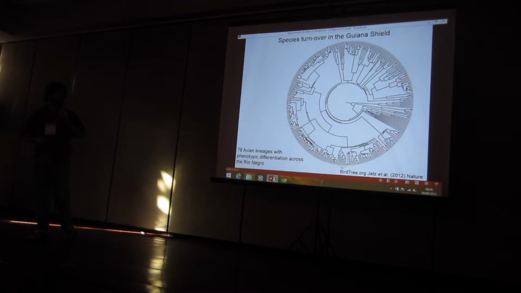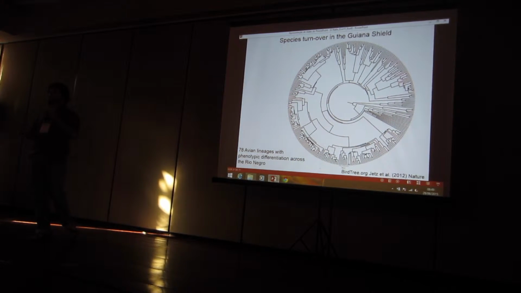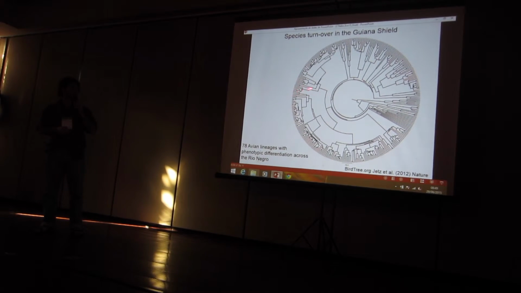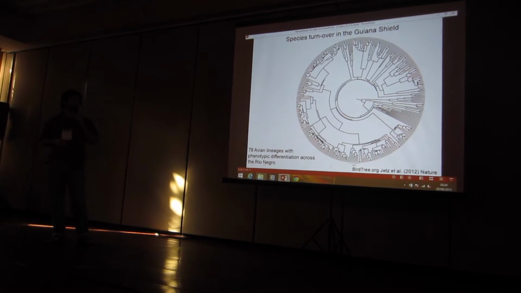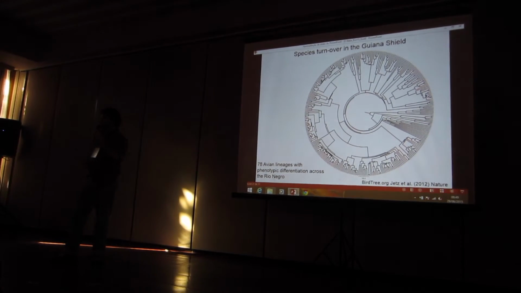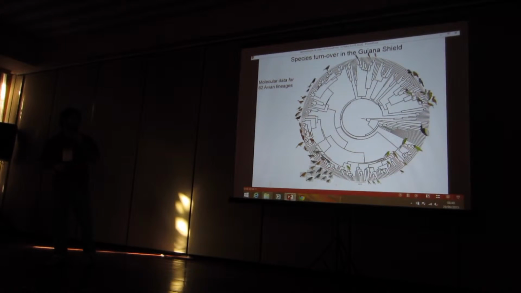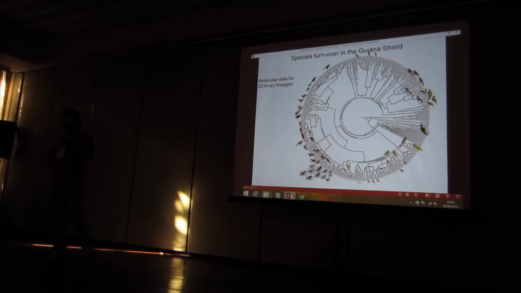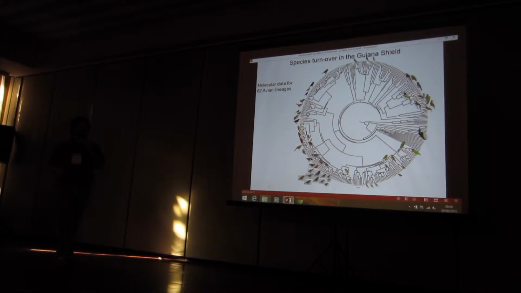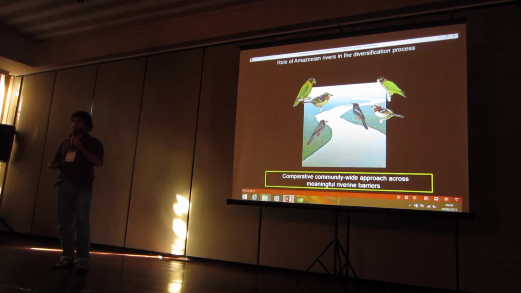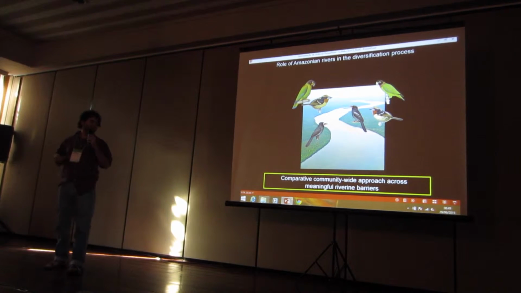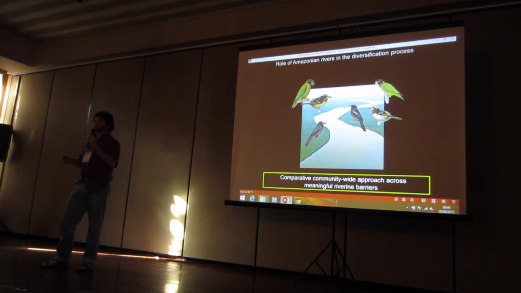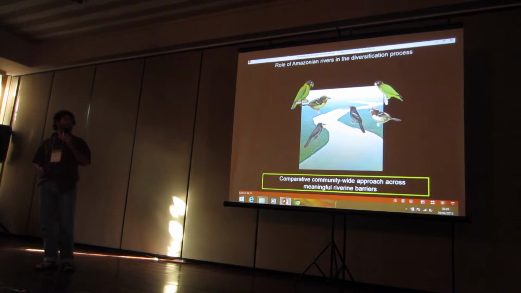So here we have a tree of about 330 species of birds that occur in the terra firme forests of Manaus, and in red you can see those lineages that do have phenotypic differentiation across the Rio Negro. This study was based on 62 of those avian lineages for which I had samples from both sides of the Rio Negro and the Rio Branco, as we'll see in a minute. So I took this comparative community-wide approach using samples from some meaningful riverine barriers.